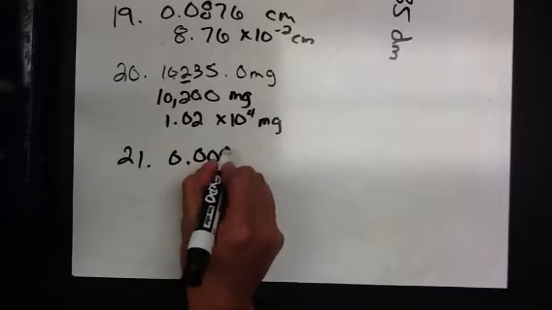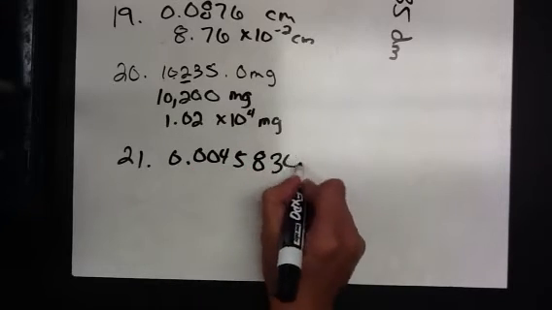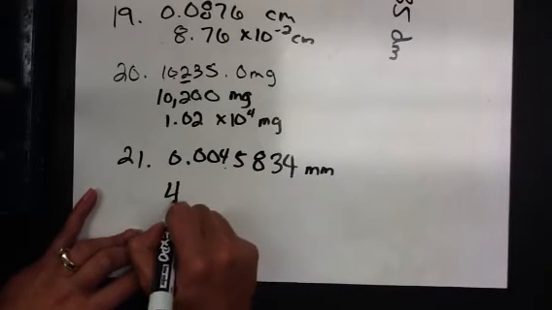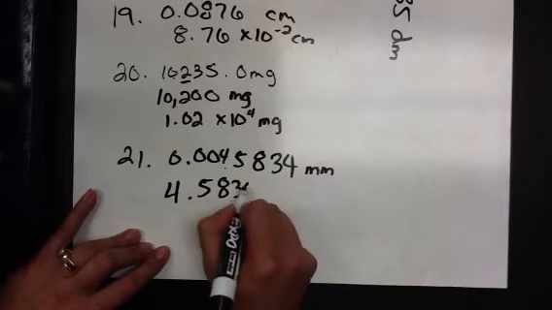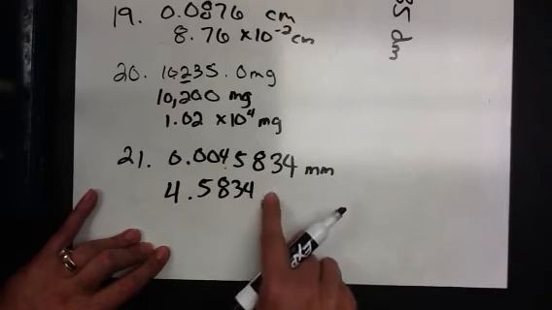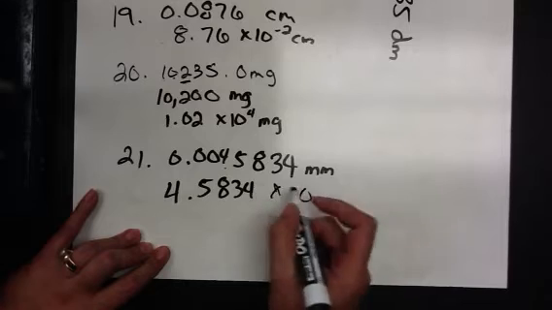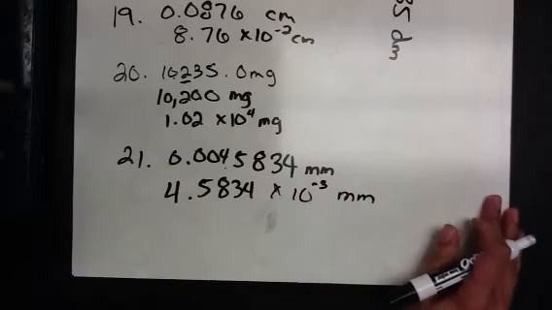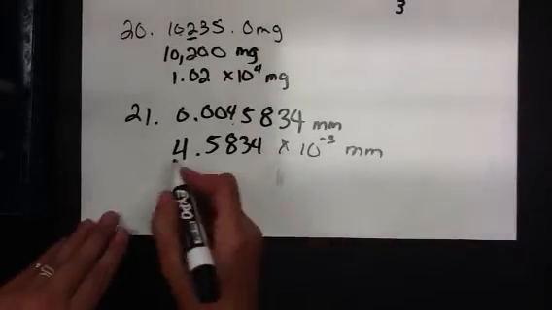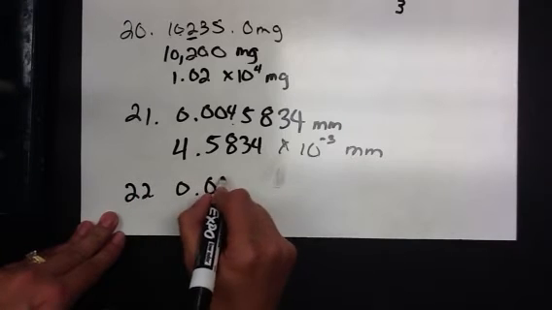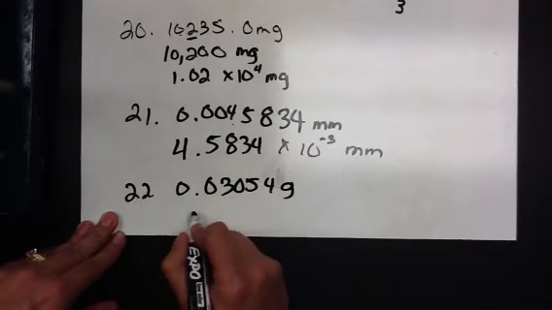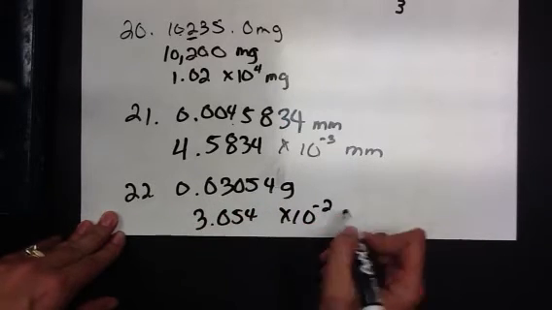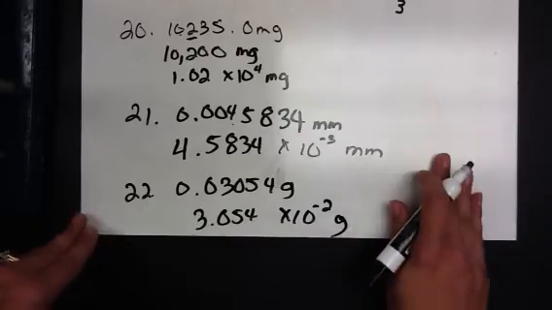Alright, 21 is just talking about putting things into scientific notation. So if I have this number, we're always going to go through, and that was millimeters, and take the first whole number, 4.5834 millimeters. Okay? Oops, sorry. Times 10. Alright, to go this way, we're going to go negative 1, negative 2, negative 3, so negative 3 millimeters. That's my scientific notation. Number 22, we had 0.03054 grams, so do our rules, 3.054 times 10 to the negative 1, negative 2, because remember, going to the right makes it smaller. Don't forget grams for your label.